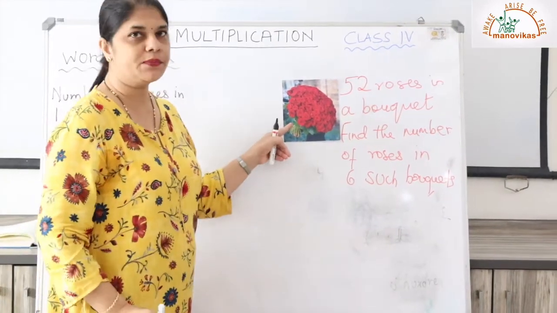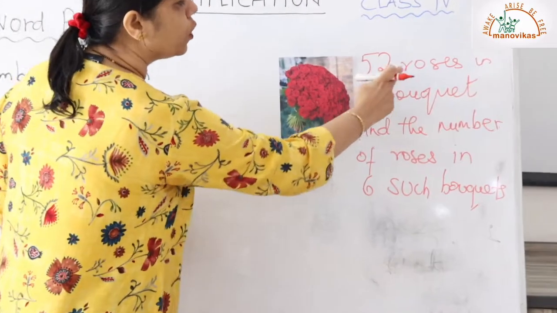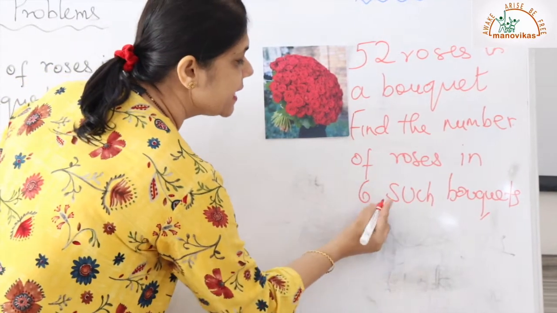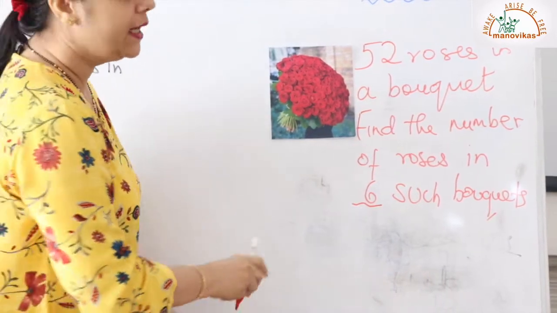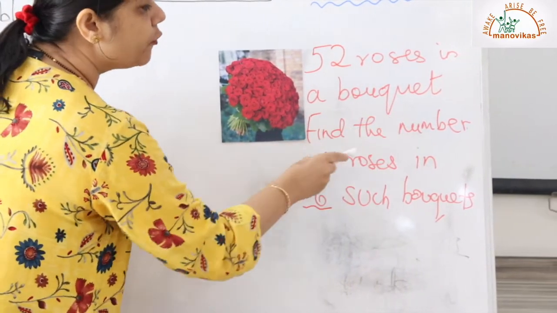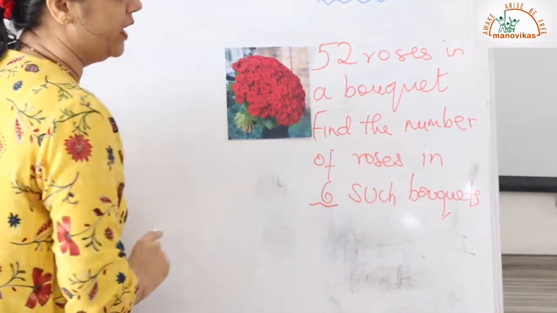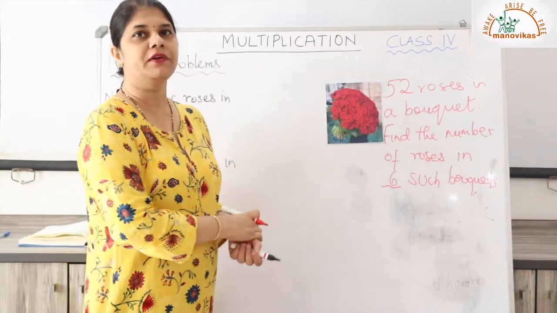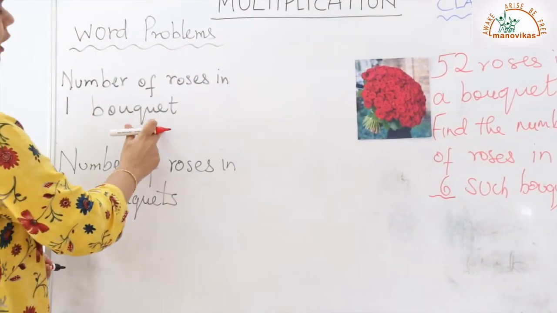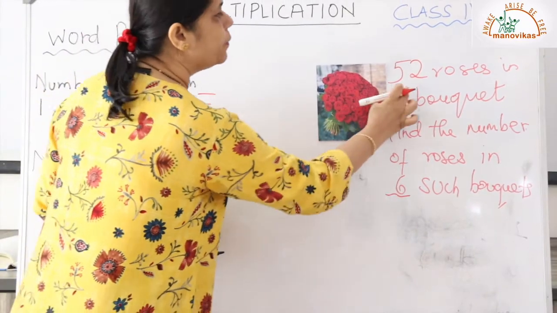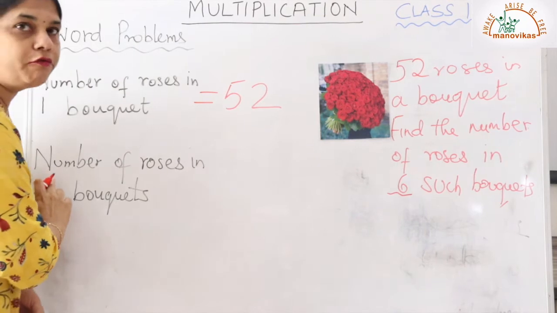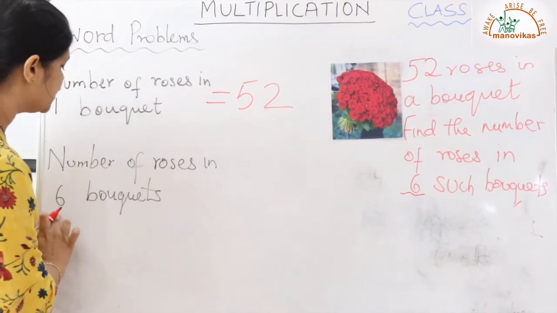Now this is the first problem here. There are 52 roses in a bouquet. Find the number of roses in 6 such bouquets. I repeat, there are 52 roses in a bouquet. Find the number of roses in 6 such bouquets. So let us begin. First, we'll write the first word statement. Number of roses in one bouquet. How many roses are there in one bouquet? There are 52 roses, right? Now, you need to find the number of roses in 6 bouquets.